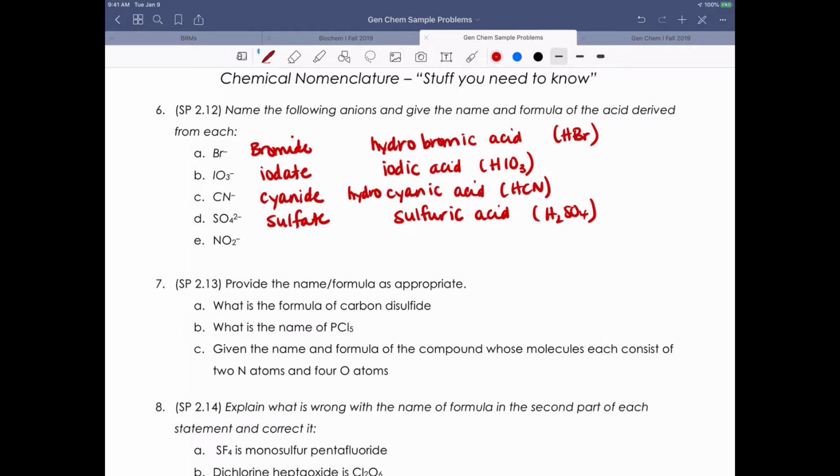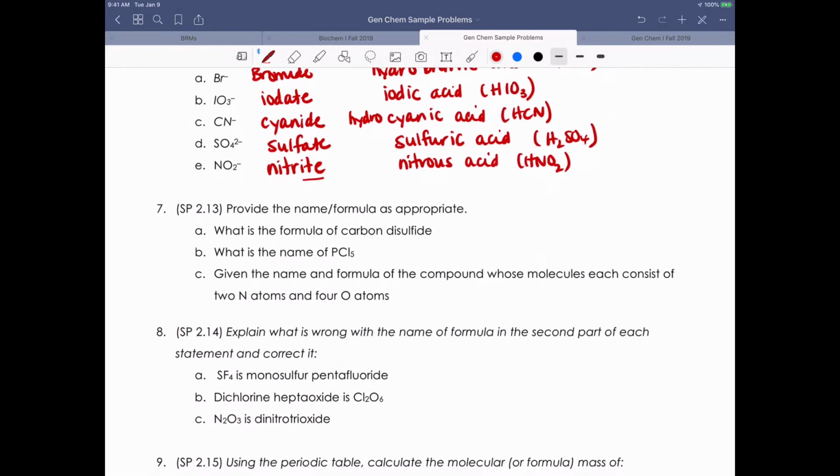Last one here, we've got nitrite. So in this case, the ITE is going to become OUS, so nitrous acid, HNO2. Again, the rules for acids are kind of complex compared to other things. There's only going to be 1, maybe 2 acid questions for nomenclature on the test, so don't stress too much if that's a challenge for you. Focus on more of the other naming.